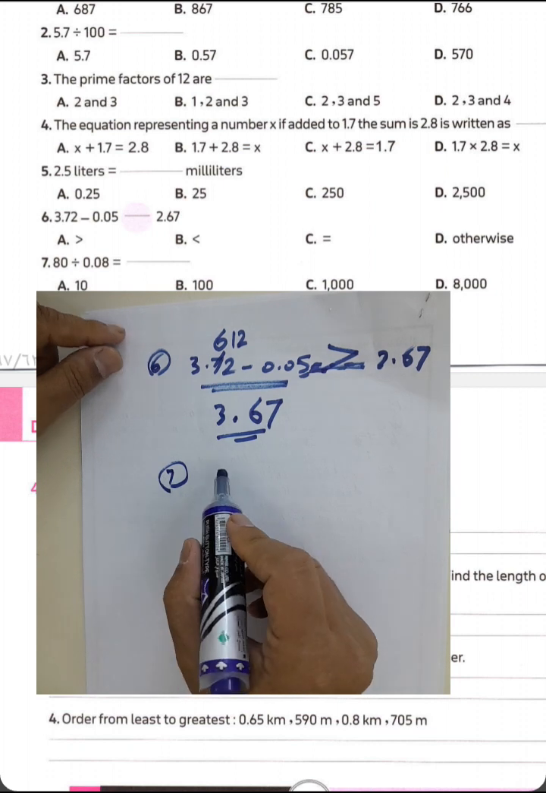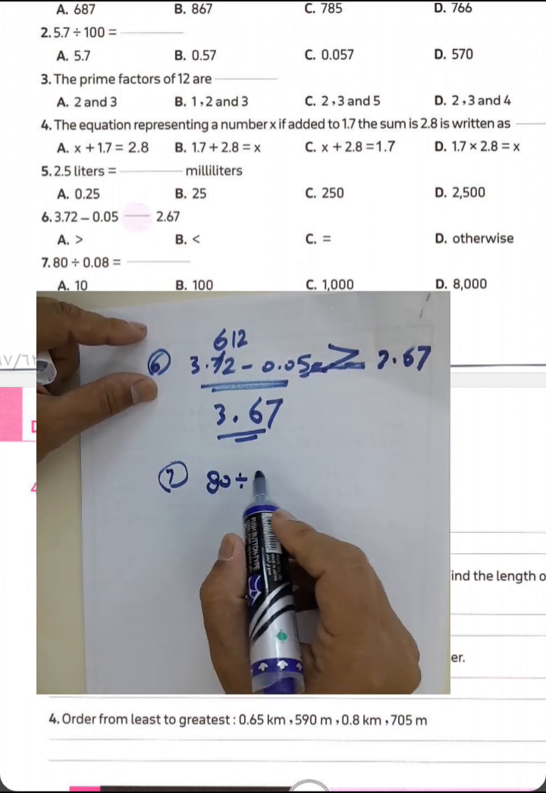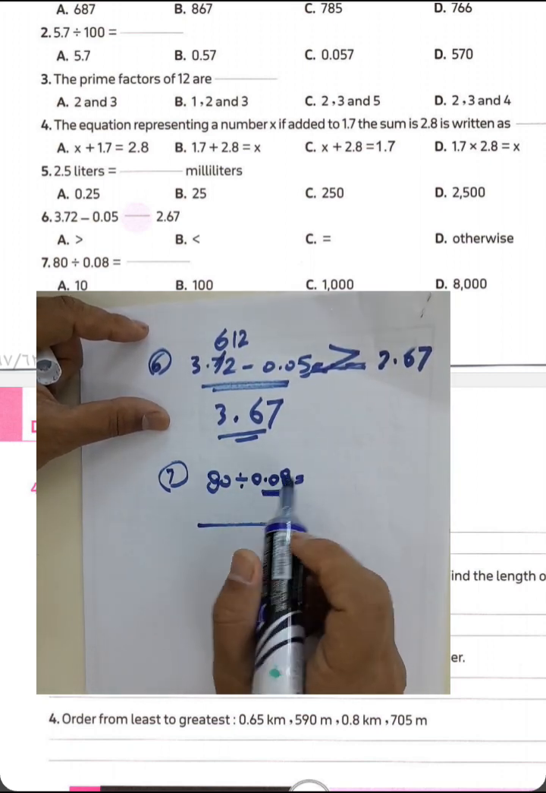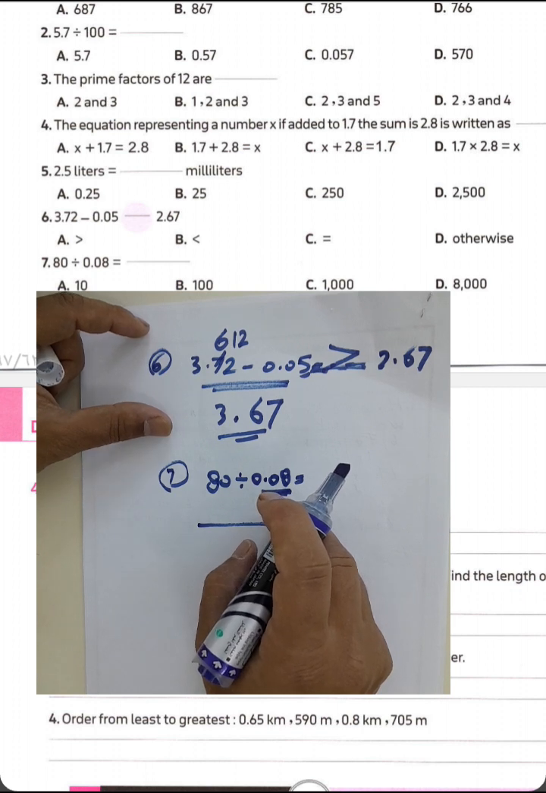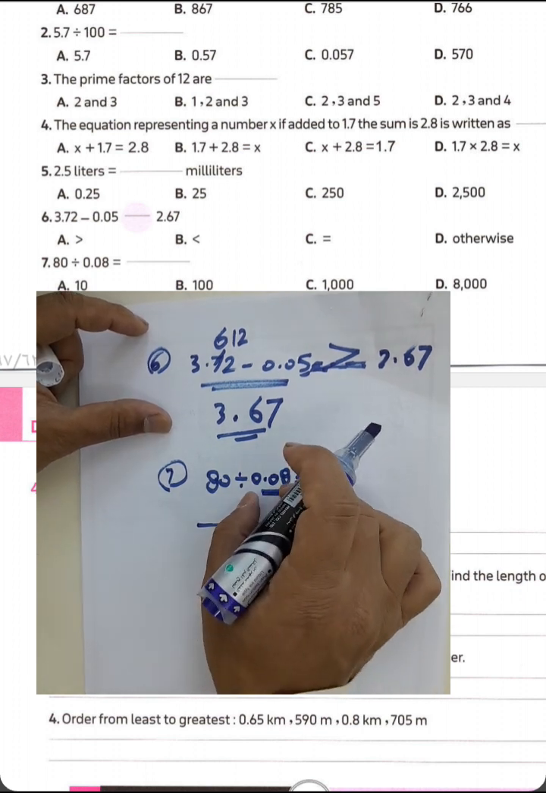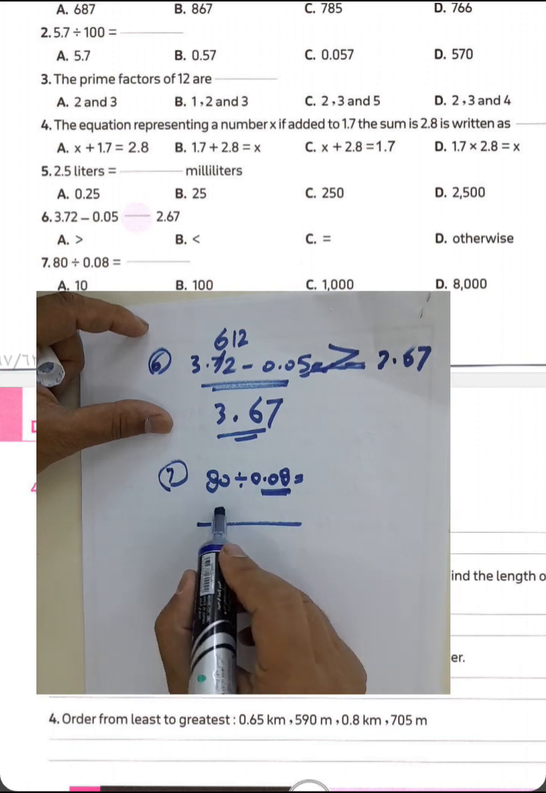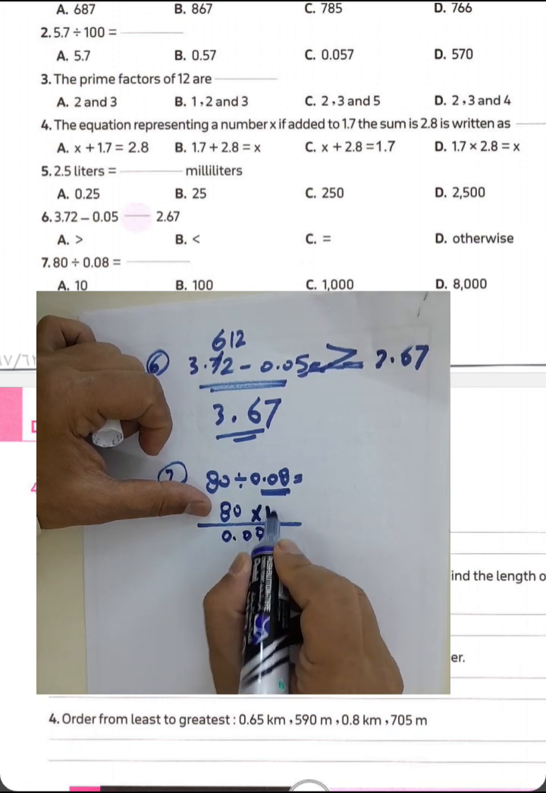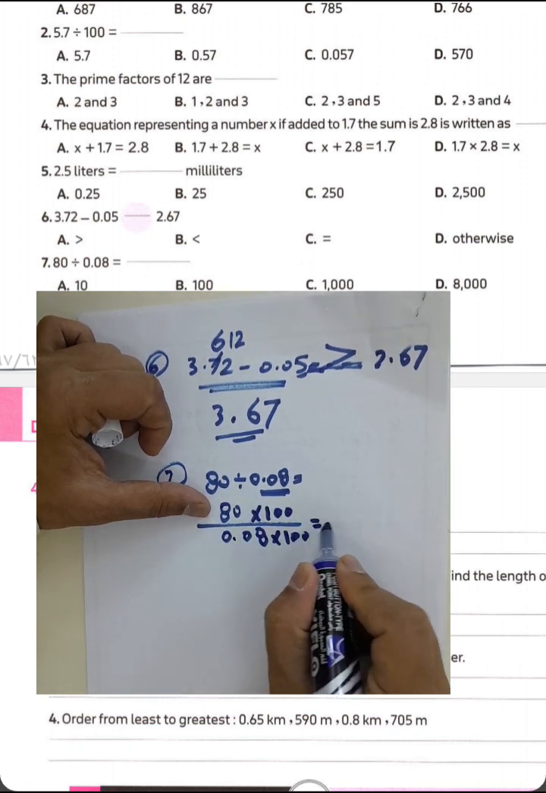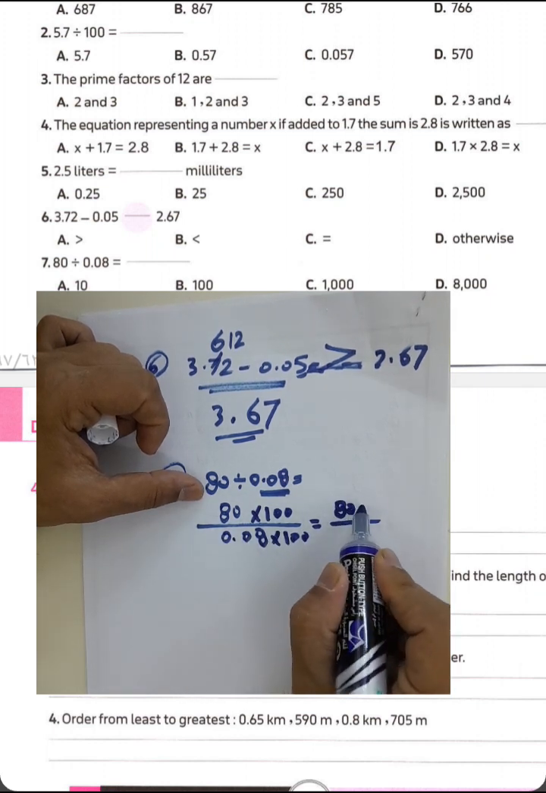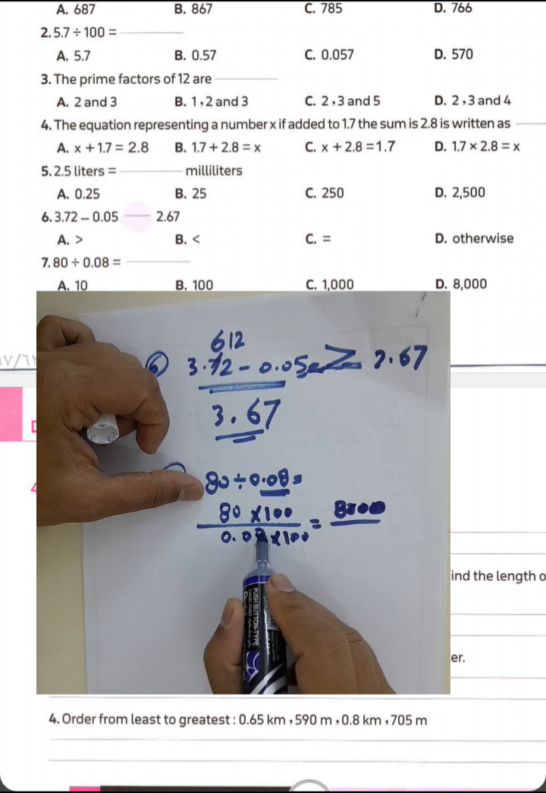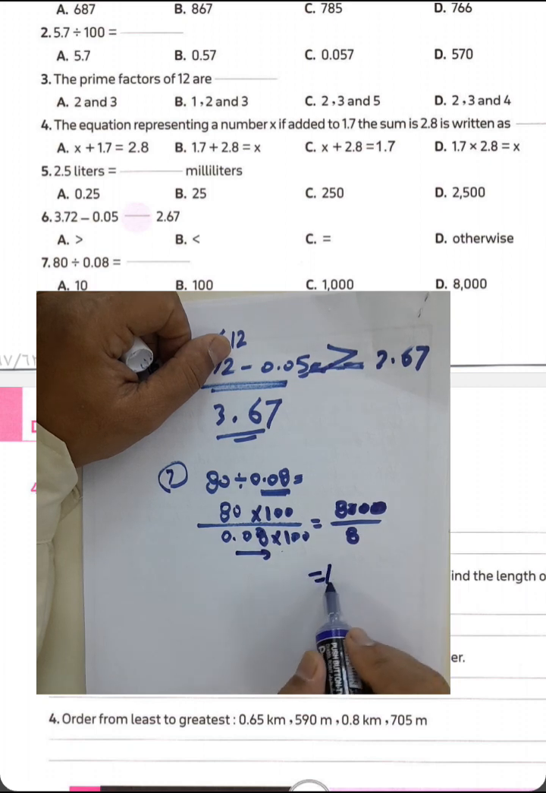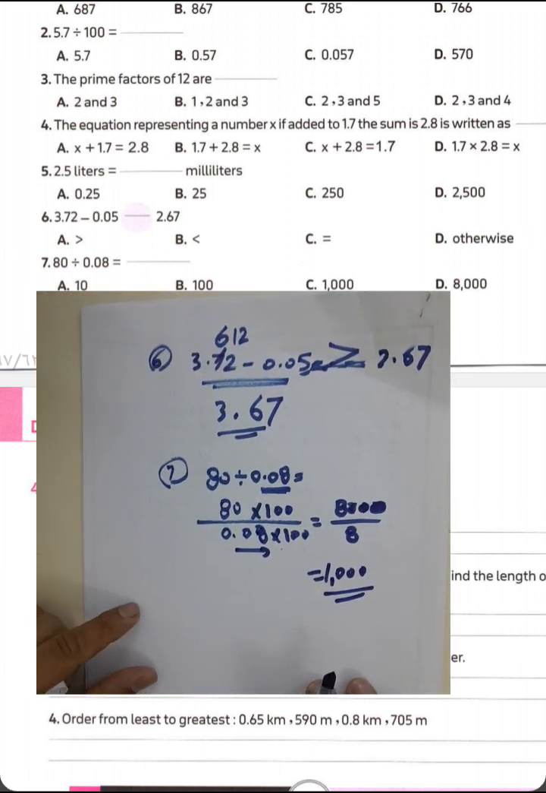Question number 7, 80 divided by 0.08. Here we must convert the divisor to a whole number by multiplication by 100, because the point is after 2 places. You must convert the decimal to whole numbers by multiplication by 100. Write 80 in the numerator and 0.08 in the denominator. Multiply by 100 the numerator and denominator to find the result in simplest form. 80 times 100 will be 8,000, and this number will be 8, because the point will be moved to the right by 2 places. 8,000 divided by 8 equals 1,000. The result will be 1,000 here.